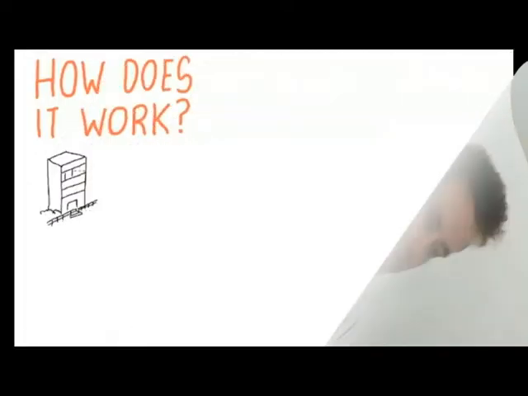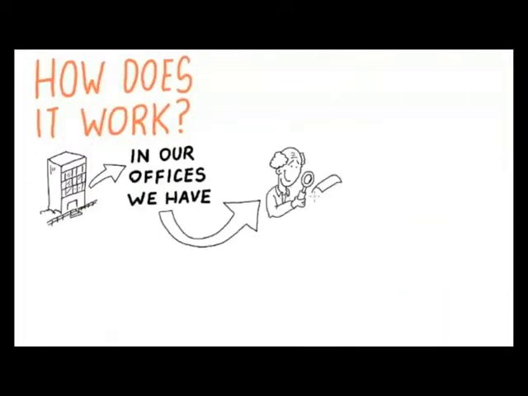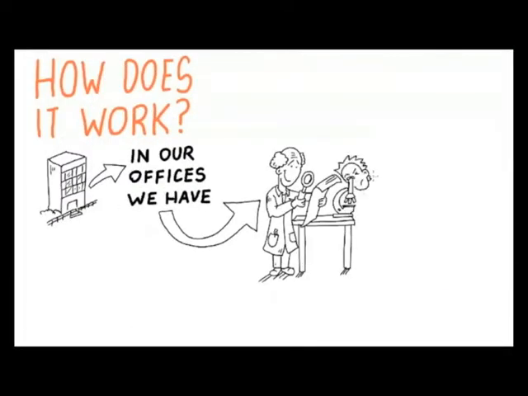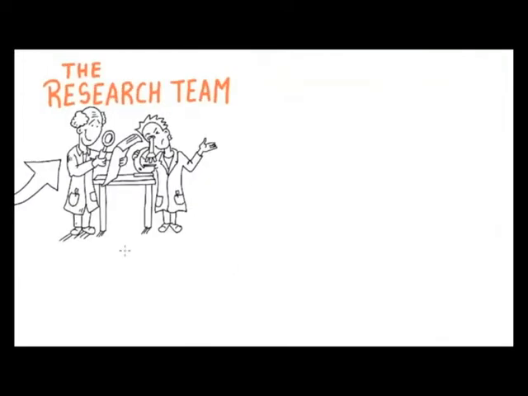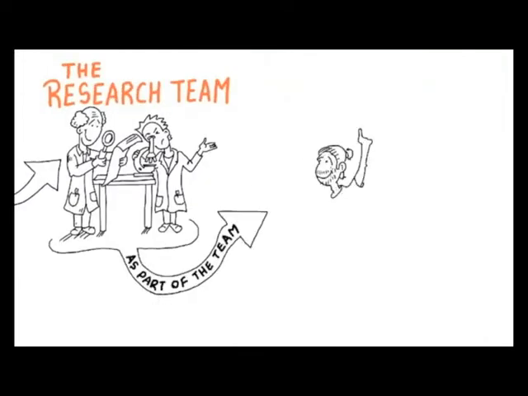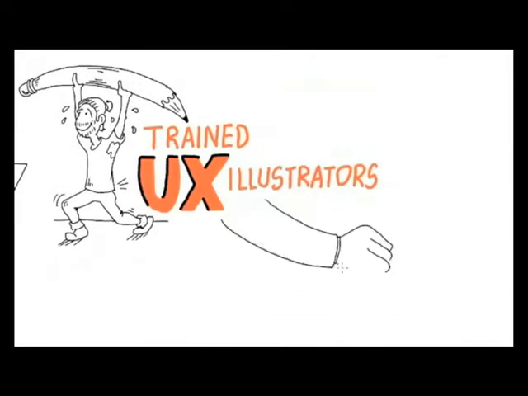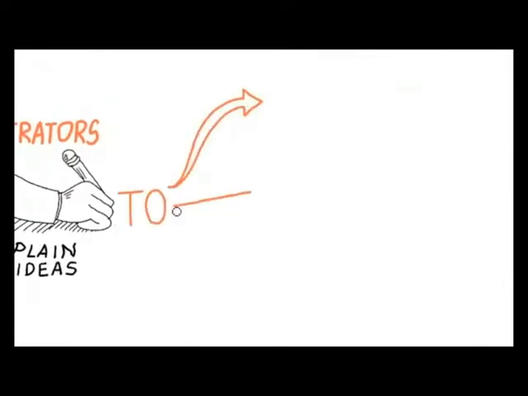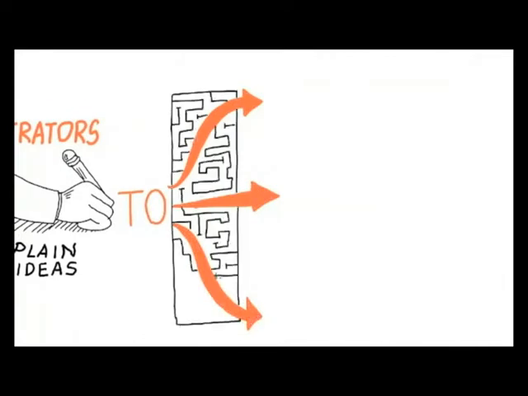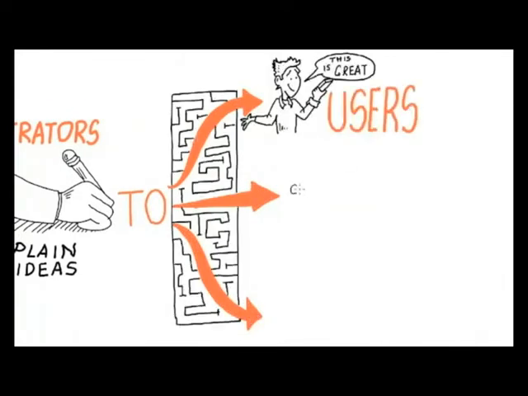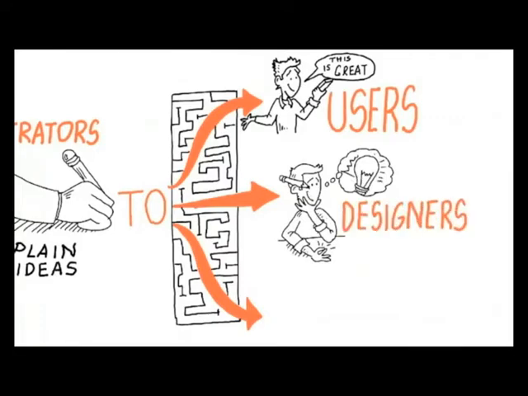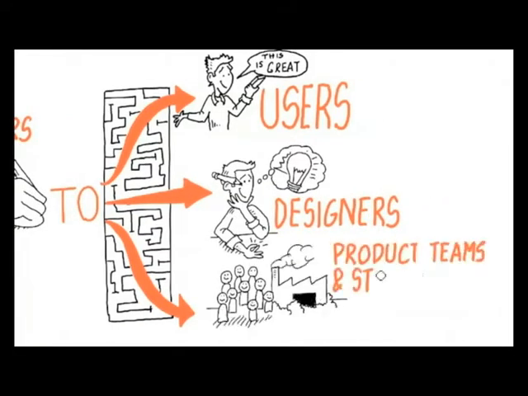One of the methods we use to make sure we communicate our ideas and concepts as clearly as possible is illustration. We have trained UX illustrators on our research team, and we try to use them whenever we need to explain concepts to users or explain ideas based on user needs back to designers and product teams. In other words, we mostly use this technique in the early stages of a design process.